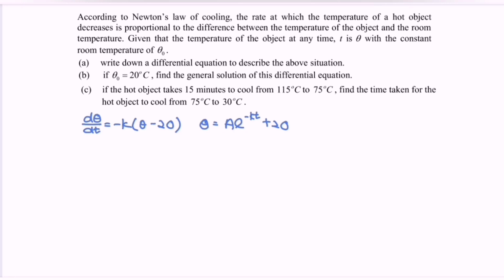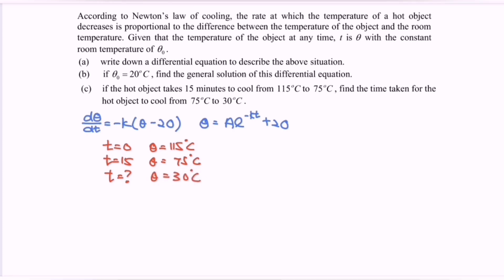If the hot object takes 15 minutes to cool from 115 degrees Celsius to 75 degrees Celsius, meaning that when t equals 0, theta is 115 degrees Celsius. If t equals 15, theta will be equal to 75 degrees Celsius. Find the time taken for the hot object to cool from 75 to 30. So t equals question mark when theta is equal to 30 degrees Celsius.